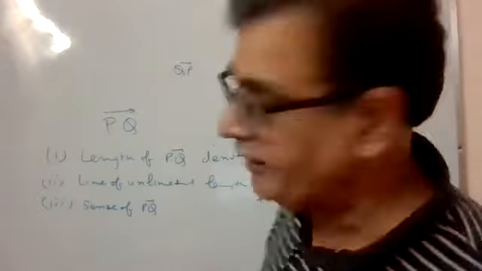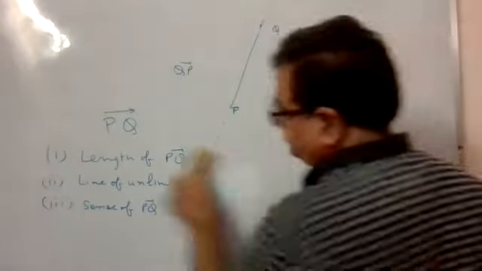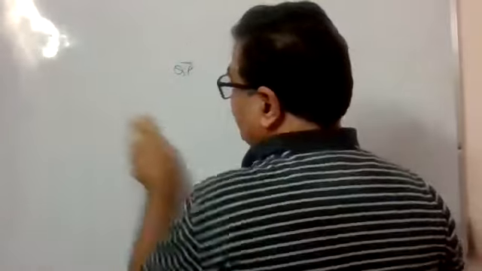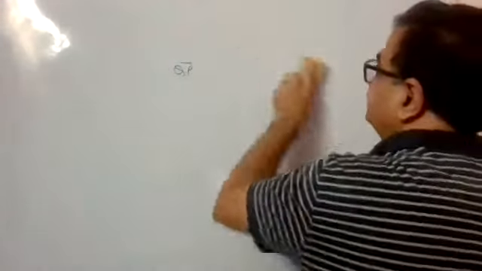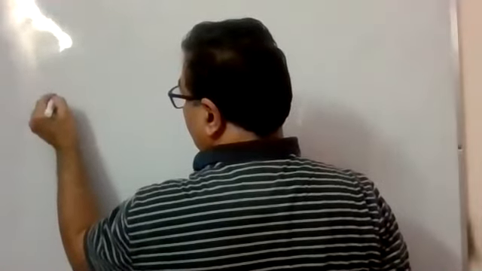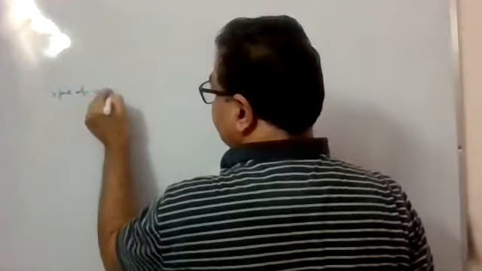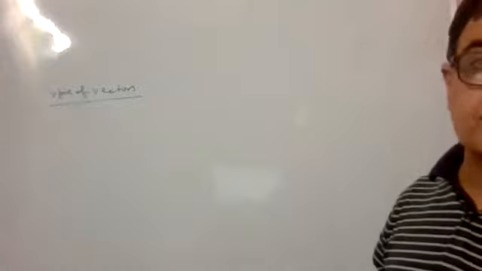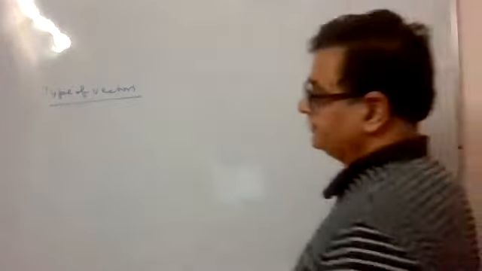Then write down types of vectors. Next one, write down types of vectors. First, write down, please. Types of vectors. In that, first is zero or null vector.